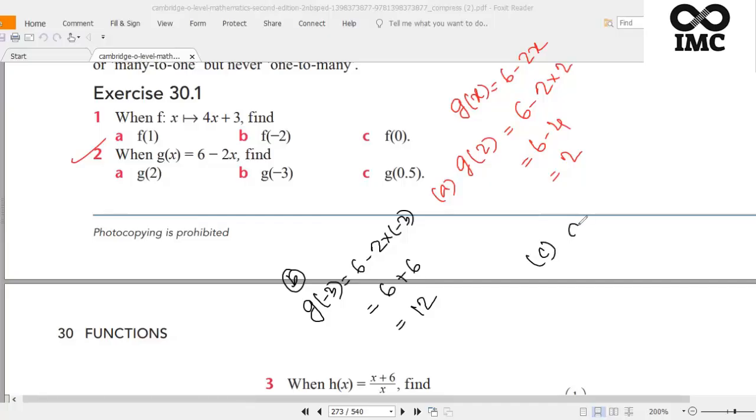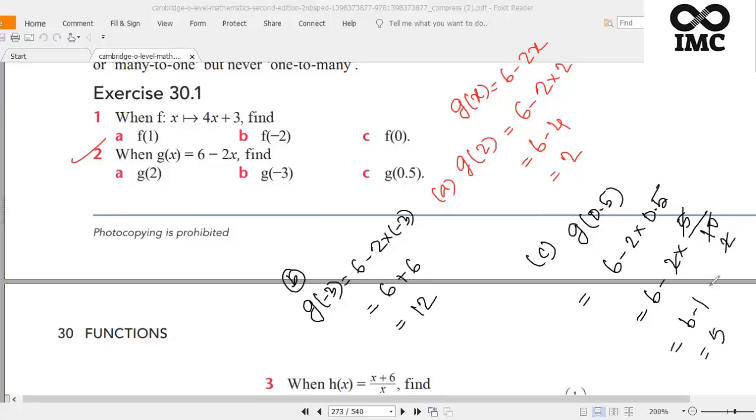Now question number C. G of 0.5. So instead of x, we will put 0.5 right now. So 6 minus 2 multiplied by 0.5. So here 6 minus 2 into 0.5 means 5 by 10. So here we can easily cut 5 into 10, 2 into 1. So 6 minus 1 will be 5. Or we can write 2 into 0.5, that will be 1. 6 minus 1, 5. Okay. So this is the solution of 2A, B and C.